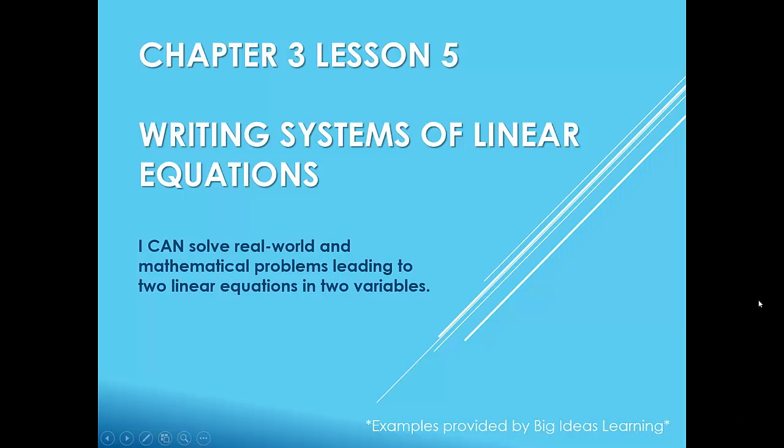Today's lesson is on writing systems of linear equations. After today, you will be able to solve real-world and mathematical problems leading to two linear equations in two variables.